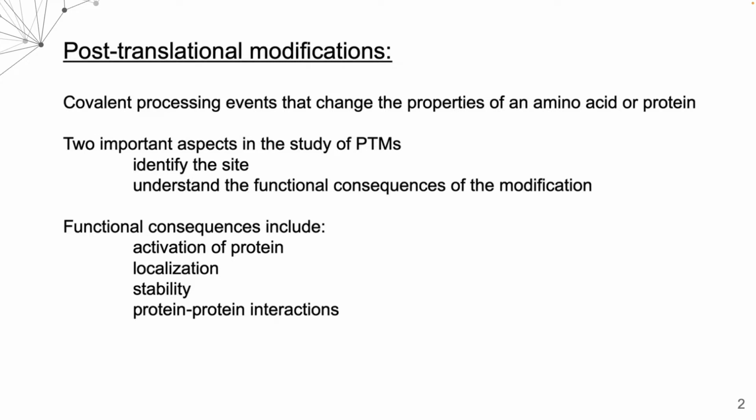First, let's go through post-translational modifications. Technically, they are covalent processing events that change the properties of an amino acid or a protein. There are two important aspects in the study of PTMs: identification of the site of the modification, and understanding how the change at that site affects the functional consequences for the protein. Those consequences include activation of the protein, changes in its localization or stability, or changes in protein-protein interactions.